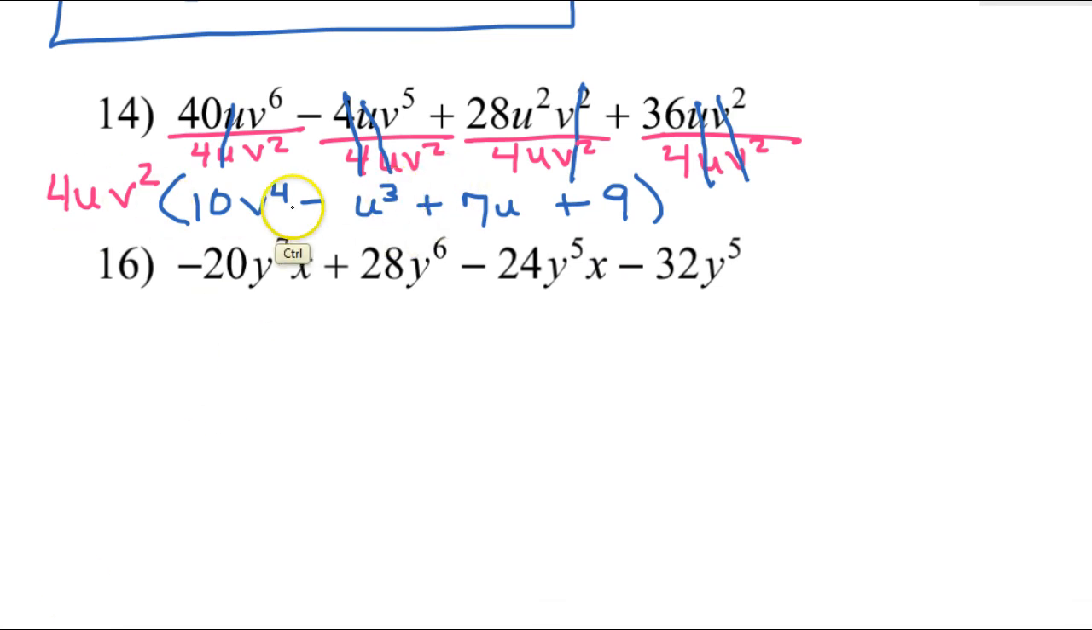Notice that if you do this right, not only should there be no number that divides into all of the remaining numbers, but when you're finished, there shouldn't be variables on all the terms anymore. All right? Make sure that there are not v's on all the terms inside. Make sure that all of the terms inside don't have u's on them.